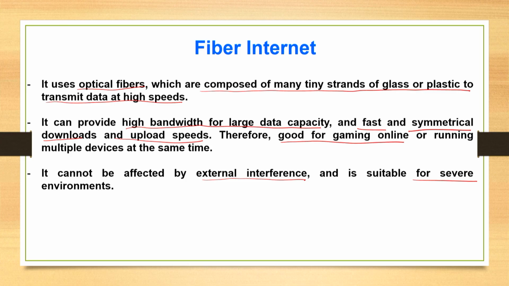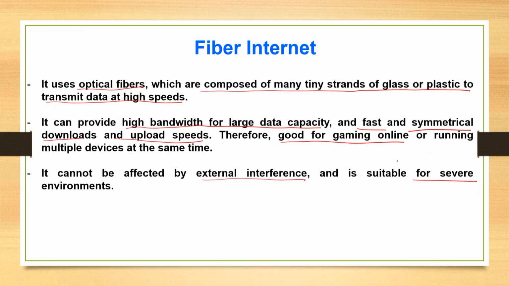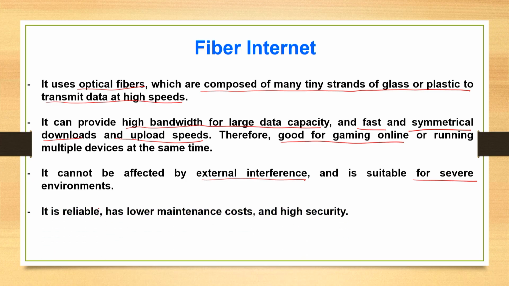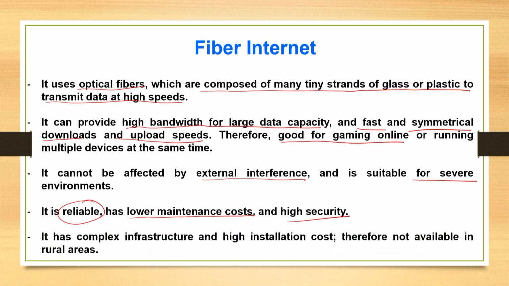But in the case of a satellite, we have seen that weather is going to affect the connection, which is not the case with fiber internet. So that makes fiber more reliable. It has a lower maintenance cost and high security. However, it has a complex infrastructure and high installation cost. Because of that, it's not available in rural areas.